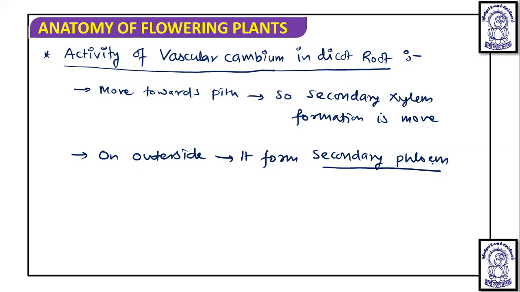So the activity of vascular cambium in root is similar to the vascular cambium of stem. Secondary xylem is obviously formed towards the inner side. Secondary phloem is towards the outer side of vascular cambium. The portion of vascular cambium which is formed by the pericycle is responsible for formation of the pith rays.